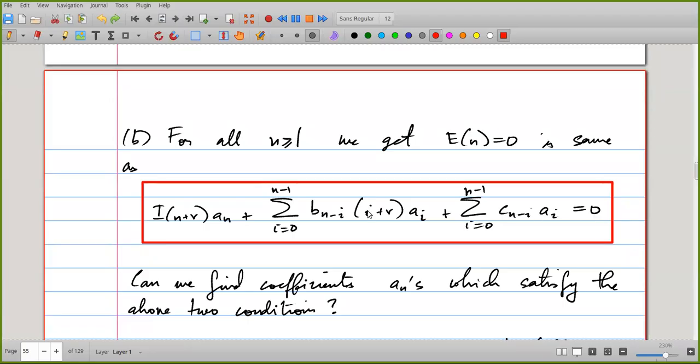And the important thing we noted was that in this expression, we have I(n+r) times a_n, and all these remaining terms involve the smaller a_i's, I mean, they involve a_0 up to a_(n-1). So there's some hope that we might be able to solve for the a_n in terms of the smaller a_i's. That is a theme which came earlier in this course also, so this is something which we are familiar with.